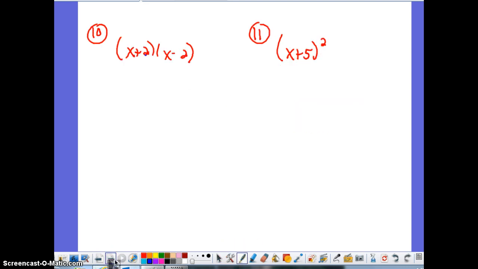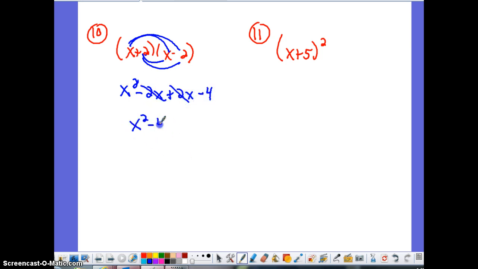In number 10, it's a special problem because of what happens after you FOIL it, but the first thing you do is just FOIL this, so it's going to be x times x, which is x squared, x times negative 2, which is minus 2x. Remember, FOILing is just a fancy way of saying distributing twice. 2 times x is going to give me plus 2x. 2 times negative 2 is a minus 4. Middle two terms cancel out. That's what makes this one a little bit special. Instead of combining together and getting another x term in there, they go away. So that's x squared minus 4.